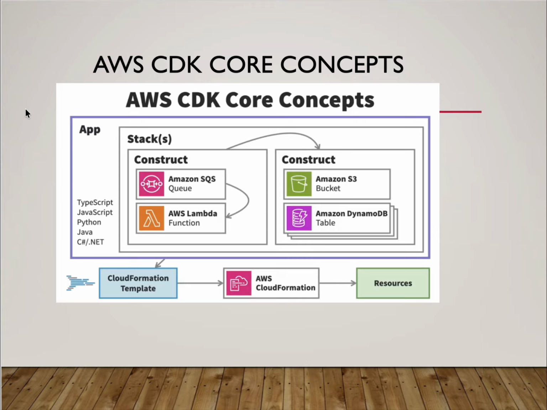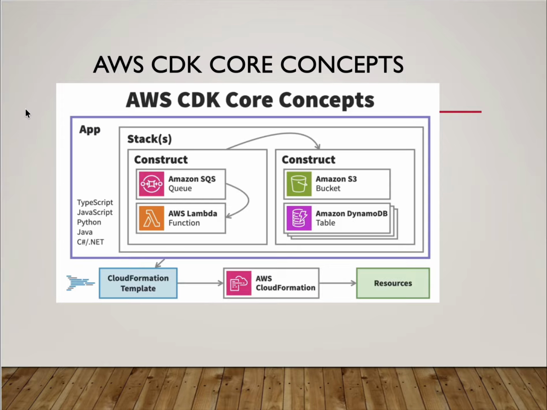The next is the stack. A stack is a single unit of deployment and it corresponds to an AWS CloudFormation stack. Each stack contains resources that are deployed together. For example, you may have a stack for your application backend and another one for your front end.